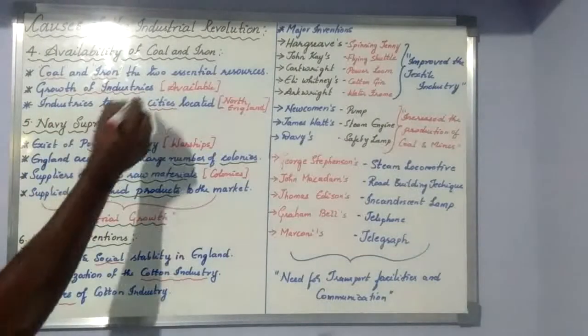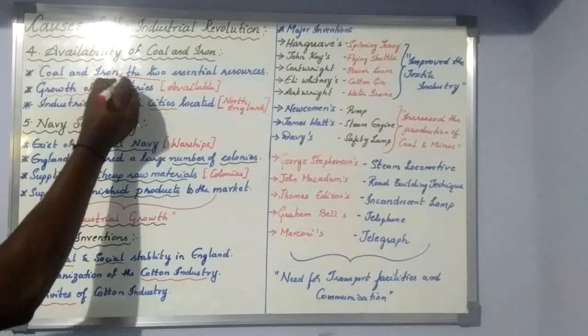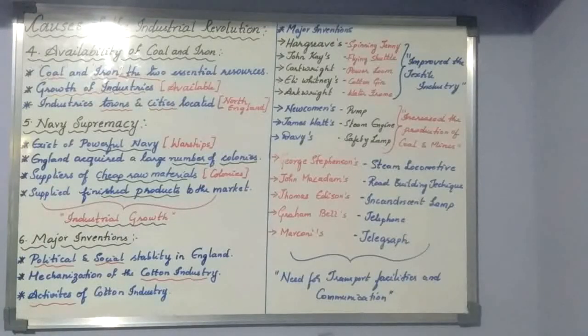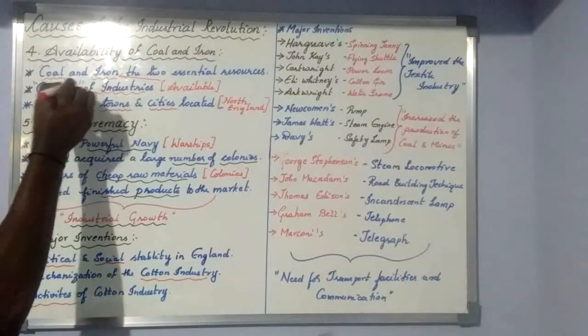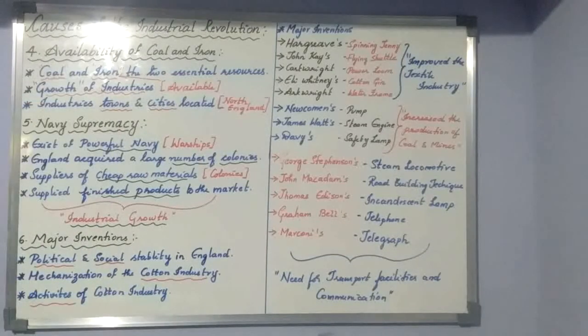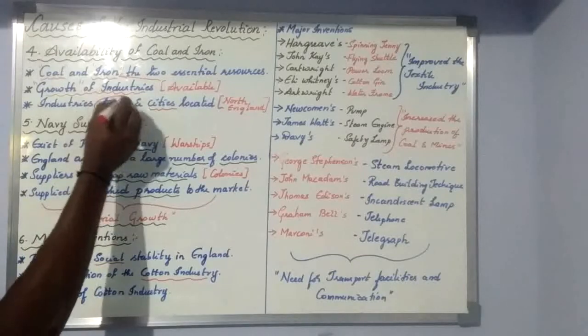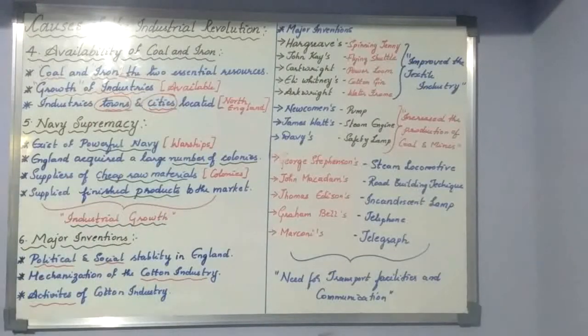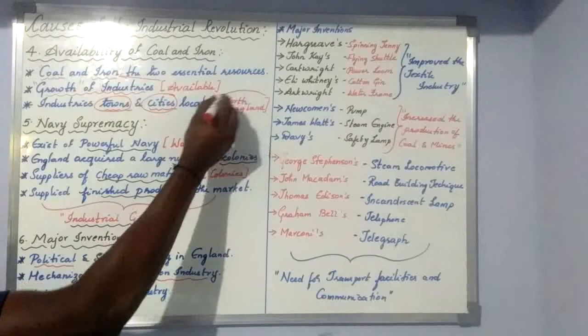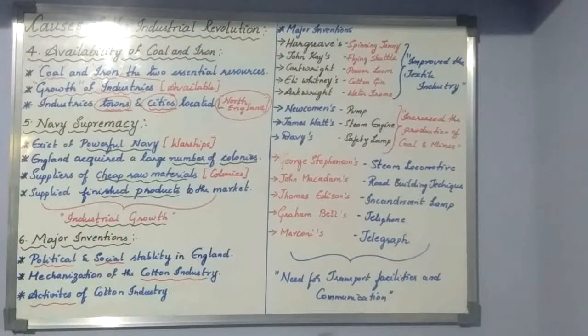The availability of iron and coal led to great growth in the number of industries in England. Especially, the industries existed in the towns and cities, especially in North England. We can see many coal and iron industries in North England.